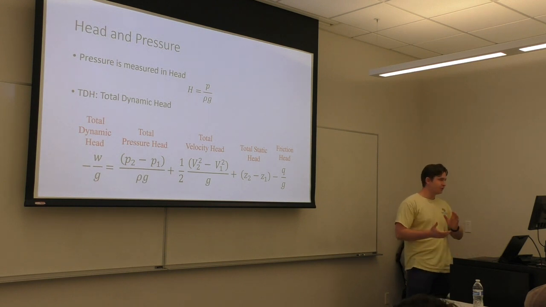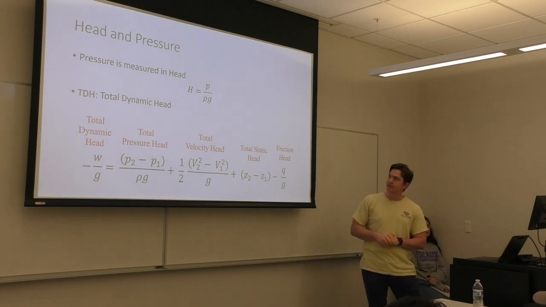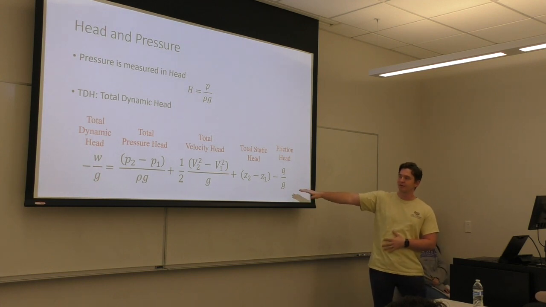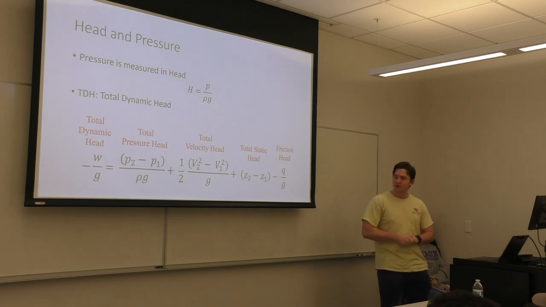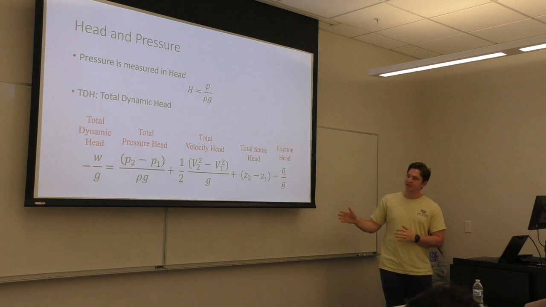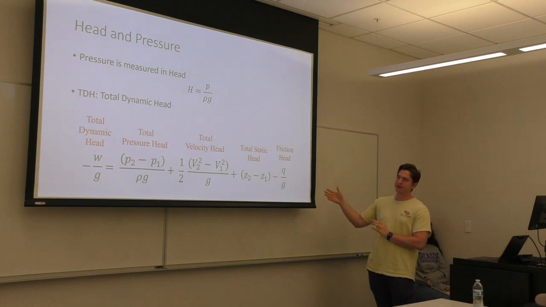But as we know from fluids, pressure is measured in head, and that applies for pumps. So using the head equation, head equals pressure divided by density times gravity, we can get the total dynamic head of the pump from this equation right here. And total dynamic head is very useful, especially when looking at pump curves. As you can see, it does include different types of heads, such as total pressure head, total velocity head, total static head, and also friction head.